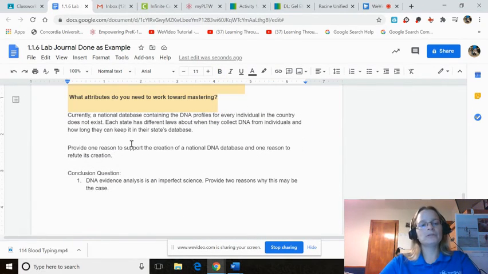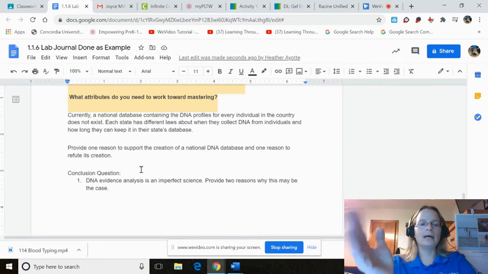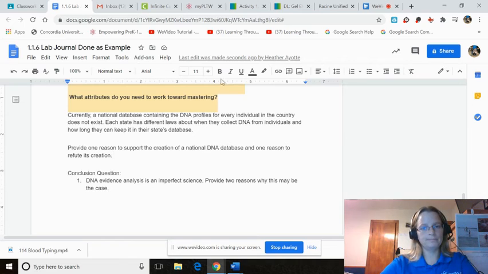All right. So currently a national database containing DNA profiles for everybody in the country does not exist. Each state has its own laws about when DNA is collected and how long they keep it. So think about this. Whether you support this or not, give me a reason why a national database could be useful.